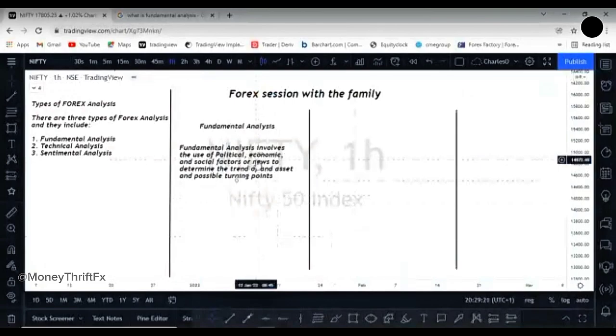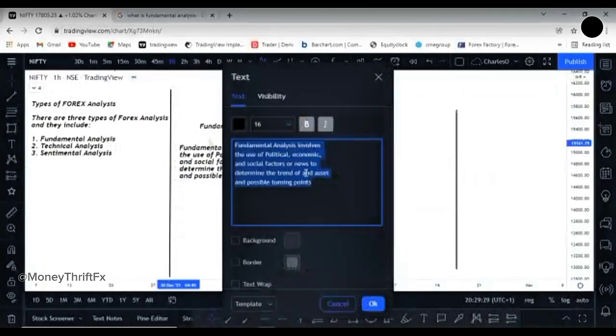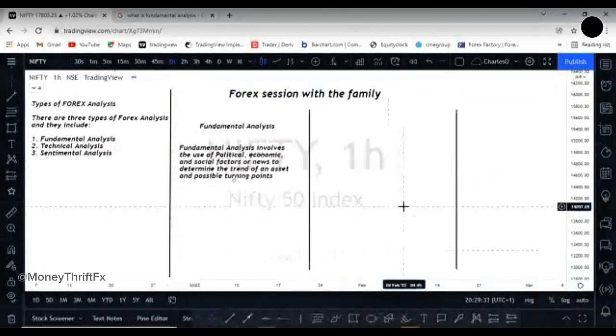All right, so fundamental analysis involves the use of political, economic, and social factors or news to determine the trend of an asset and possible turning points. So what does that mean? Fundamental analysis just uses news.